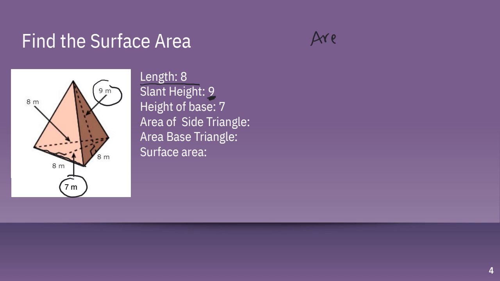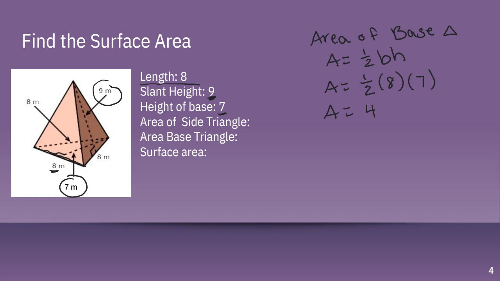Now that I know where I got all my numbers from, the first thing I need to do is find the area of the base triangle. As I mentioned, the area is 1/2 the base times the height. My base, if I'm just looking at my bottom triangle, is 8, and the height of the base triangle is 7. So I have 1/2 times 8 times 7. 1/2 of 8 is 4, so now I have 4 times 7, which is 28. So the area of my base triangle is 28.